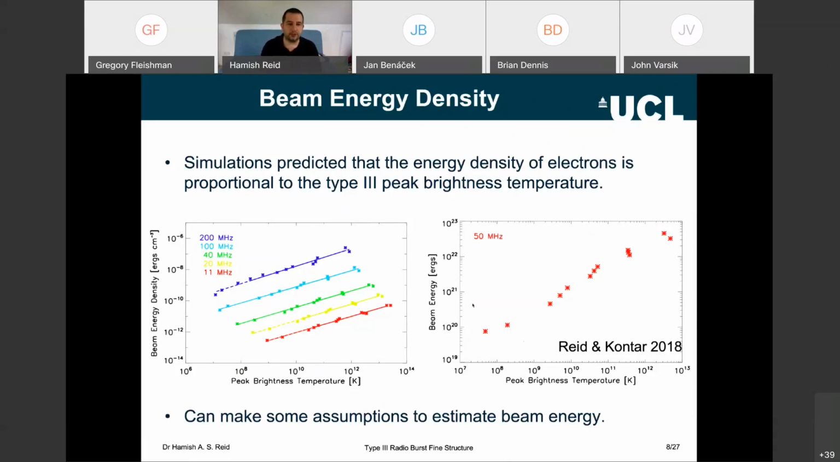Then it's really the energy density of the electron beam that controls the amount of Langmuir waves, and so the amount of radio emission. The plot on the left is the energy density, and then we can make some assumptions in our simulations to find the actual beam energy. So this postulates that the brightness temperature is directly linked to the beam energy density. So is this the case?